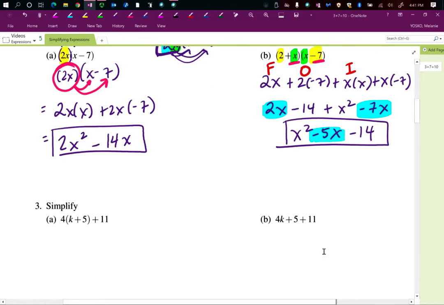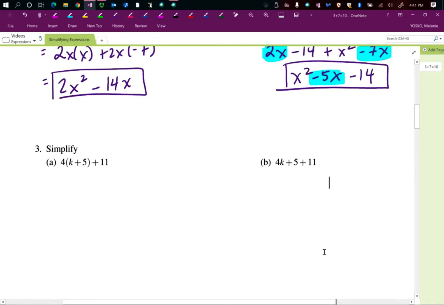Let's try some more. Number 3. We have 4 times the quantity k plus 5, and then we're adding 11. Okay, so think about your order of operations. We're going to do multiplication first. Okay, so we're going to distribute here.